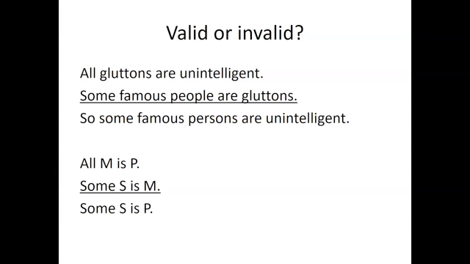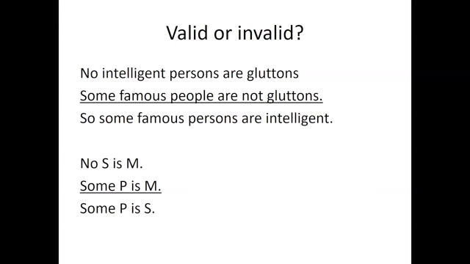And nothing is distributed in the conclusion, actually. Some famous persons are unintelligent. And that means that neither of those need to be distributed in the premises. So this passes all four rules and it's valid. Okay?